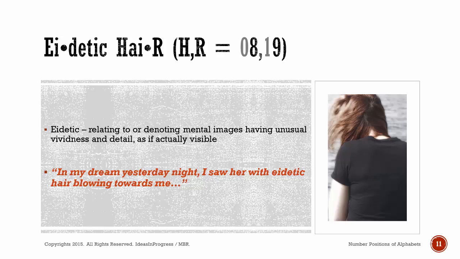The 8th combination was HR. The mnemonic for it is eidetic hair. Now you all know what hair is, but probably not so sure about eidetic. The dictionary definition of eidetic is lifelike, something that looks very real. In order to remember this mnemonic, keep the image in mind and the sentence, in my dream yesterday night I saw her with eidetic hair blowing towards me.